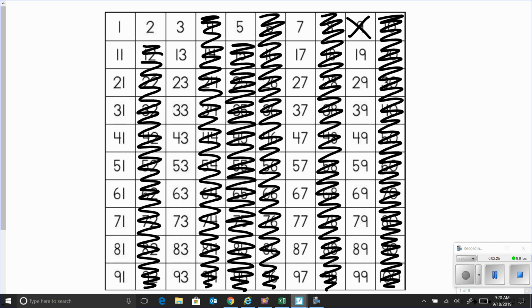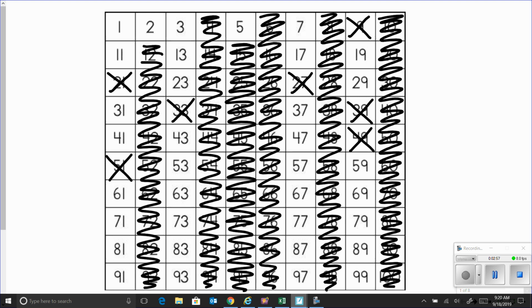11 is prime, 13 is prime, 17 is prime, and 19 is prime. 21 is not prime because you can divide it by 3 or 7. 23 is prime. 27 can be divided by 3 or 9. 29 is prime. 31 is prime. 33 can be divided by 3 and 11. 37 is prime. 39 can be divided by 3 and 13. 41 is prime. 43 is prime. 47 is prime. 49 can be divided by 7.